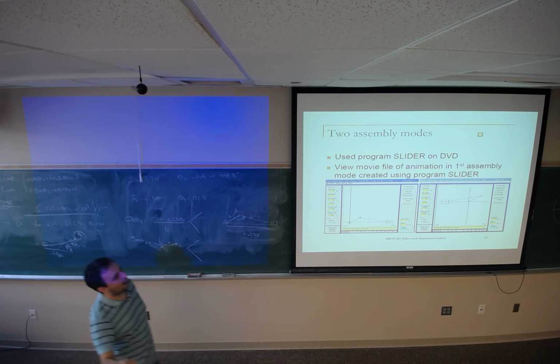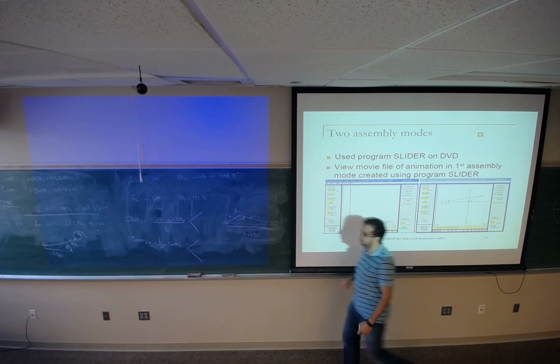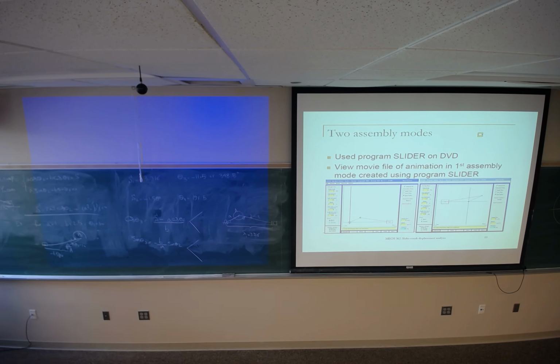If you have the book, it has a DVD. There is a program called Slider. In the Slider program, you can define the length of the links, and it's going to draw the mechanism for you. So these are two plots that I got from that program. On the back of your textbook, you can find the DVD. And that's it, all about the slider crank mechanism. Any questions so far?